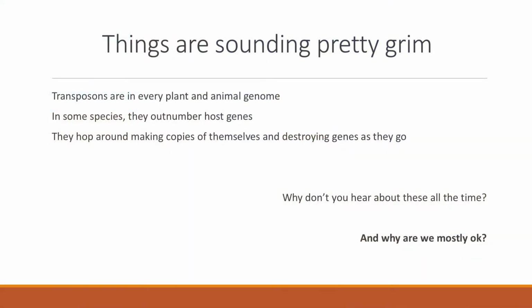Transposons, they're everywhere in all plant and animal genomes. In some species, they actually outnumber host genes. In maize, it's 80% of the genome that's actually derived from transposon sequences, and they hop around making copies of themselves, sometimes destroying genes and certainly accumulating into large fractions of your genome.